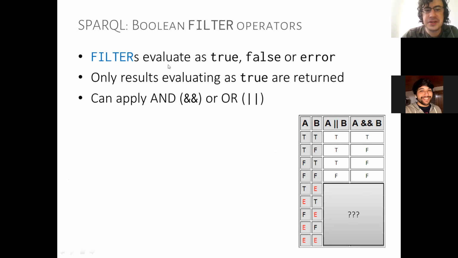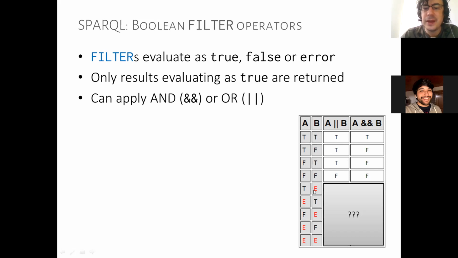So the filter conditions evaluate as true, false, or error. And only results evaluating as true are returned. We can then apply this sort of logic of and, or, right? So here we have our usual truth table. We have A is true and B is true. Then we can do A or B is true, A and B is true, true, false, and so forth, right? So what happens in the case of error? If we have A is true and B is error, and we have A or B, what might we expect?